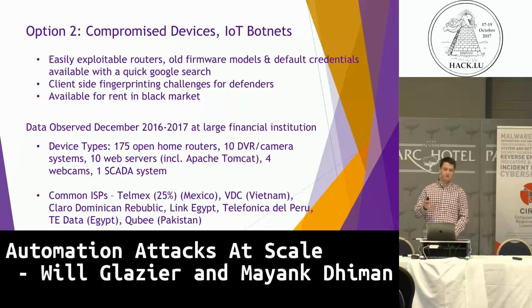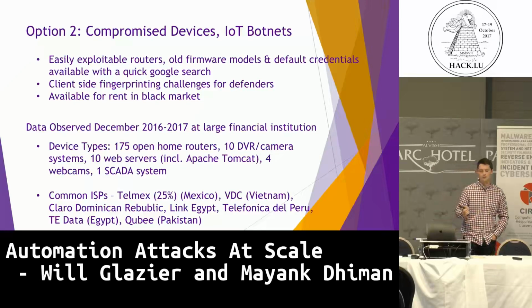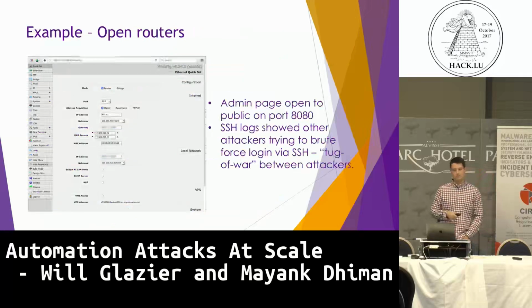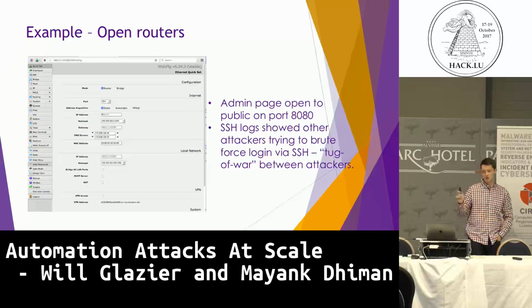And we saw a bunch of open home routers, in particular from Telmex, which is the residential provider in Mexico. We saw like 10 DVR camera systems. We saw some web servers. We even saw a SCADA system and some webcams. So devices of all sorts that were sitting out there open and traffic was being routed through them. Now here's an example, a screenshot of one of the IPs we went to. The admin page, the whole thing just sitting wide open on port 8080.